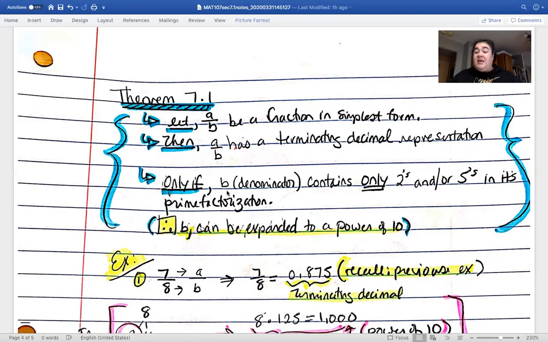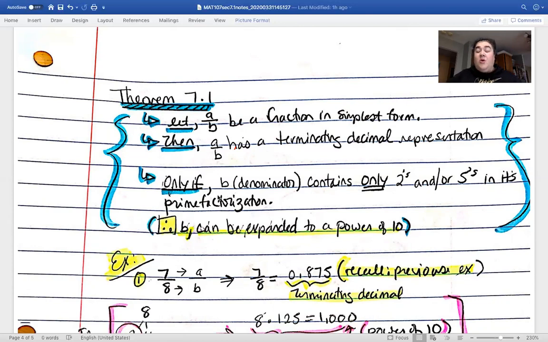Only if b, the denominator, contains only 2's and 5's in its prime factorization. If that is the case, then you will be able to have a terminating decimal that represents the same fractional value. If that is not the case, you can still turn it into a decimal, but it will be an infinite decimal, like in the case of pi, which is 3.14 going on forever and ever, or in the case of 1/3. 3 is already prime, it does not have any 2's and 5's, so when you turn 1/3 into a decimal using the method that you just saw me use here with the 7/8, it repeats on and on as 0.33333 on into infinity.